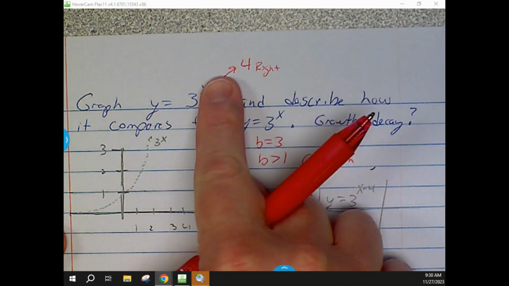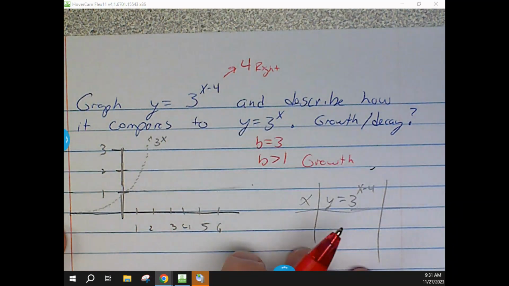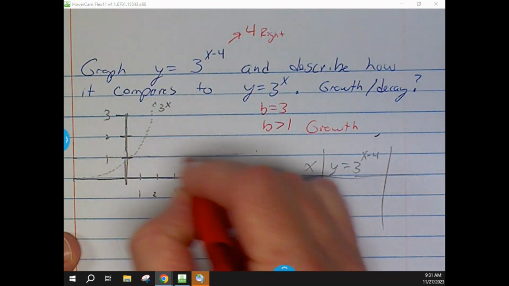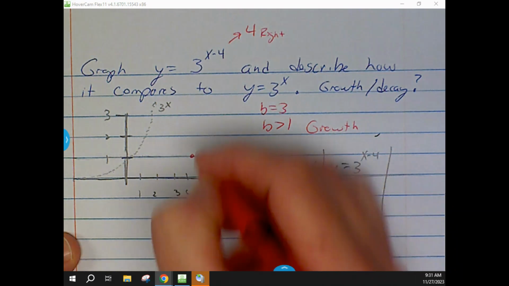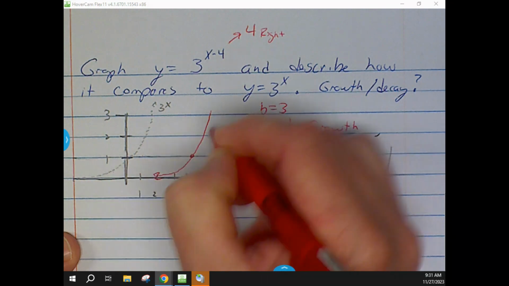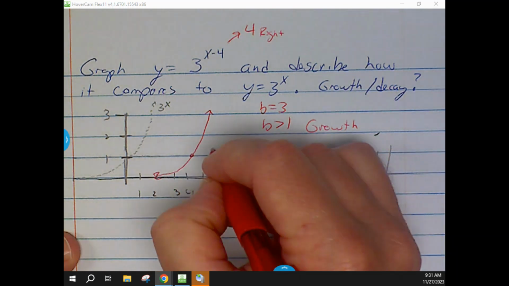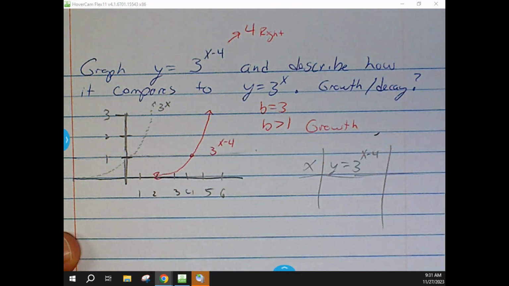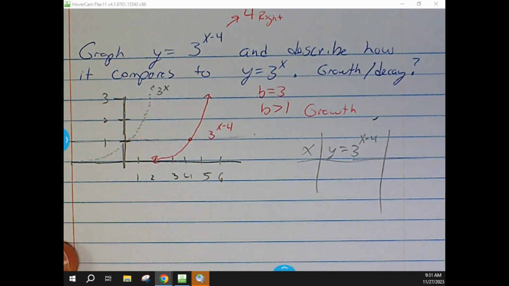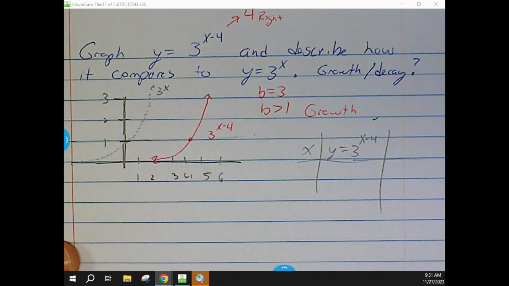So if we had 3 to the x, which is this graph, and it's 3 to the x minus 4, we're going to move it 4 spaces to the right. So all we're going to do is take this graph we've got here, and instead of being at 0, 1, we're just going to move it over 1, 2, 3, 4 spaces, and that's going to put it there. So that would be the actual graph of 3 to the x minus 4. Again, all we did was take this graph and scoot everything over 4 spaces this way.